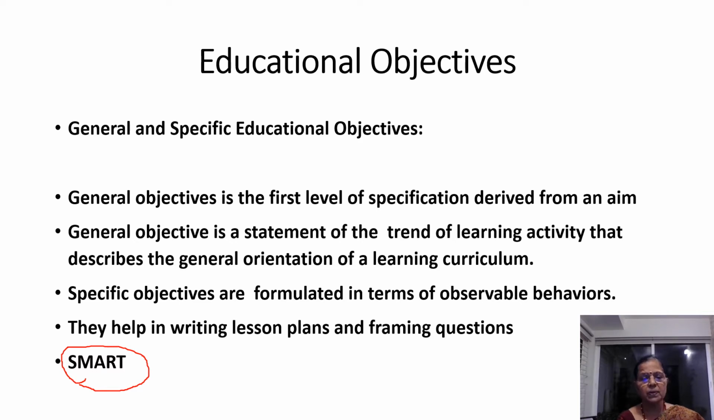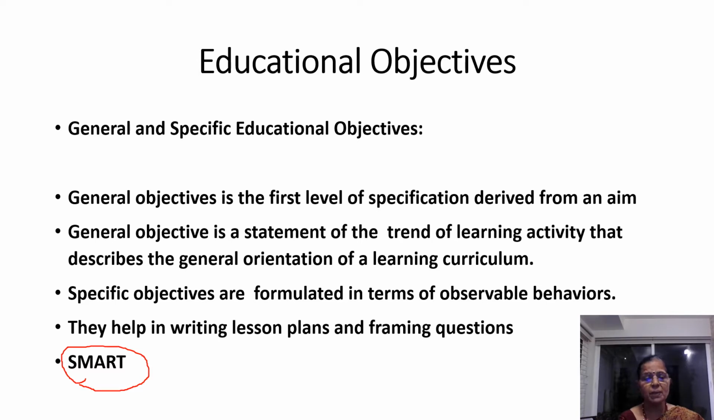S stands for specific. So all the objectives should be very specific. You should know what it is that you want from the student, what behavioral change you expect from the student. So you should be very specific. And it should be measurable.